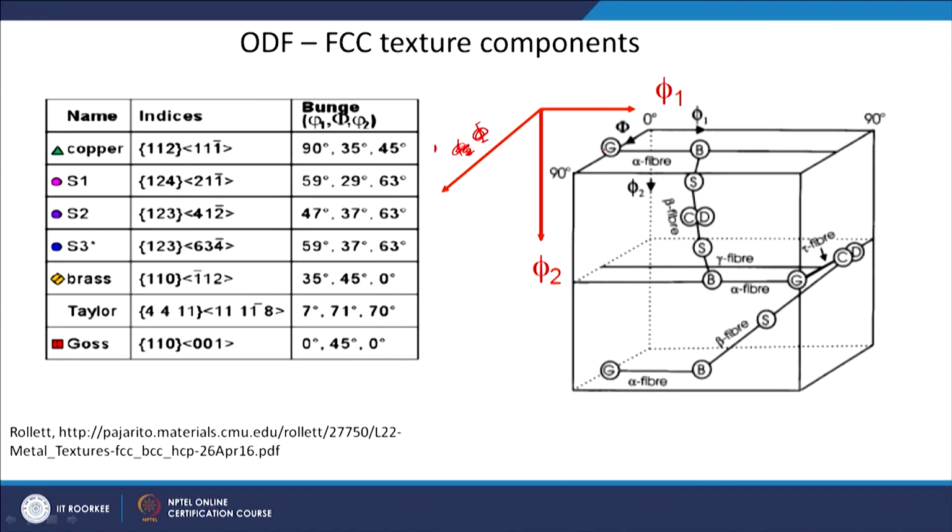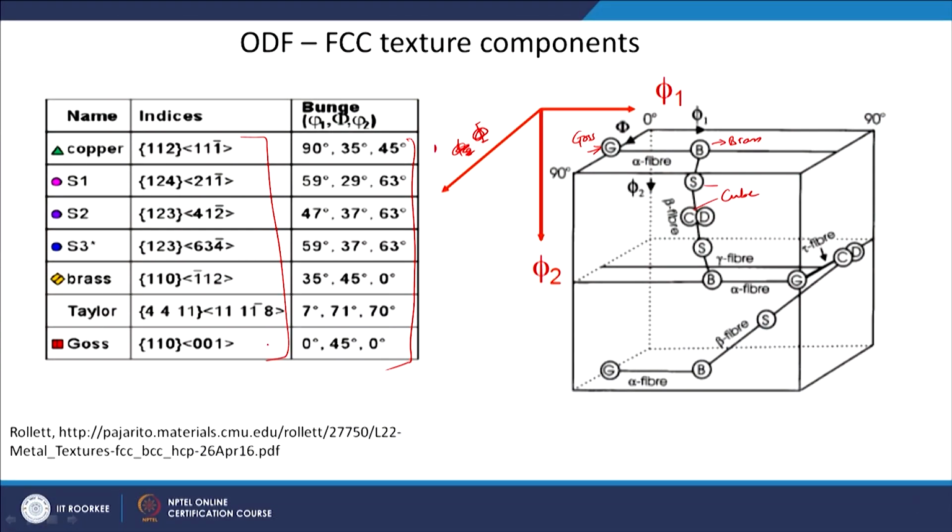You can also see the different components here. For example, this is the Gauss component, this is your brass component, this is S. Brass, Gauss and cube also. C is your cube component. All the components are situated at different locations. Additionally, you have the fiber in the Euler space, and all the angles are also given here for different components as well as their HKL UVW values.